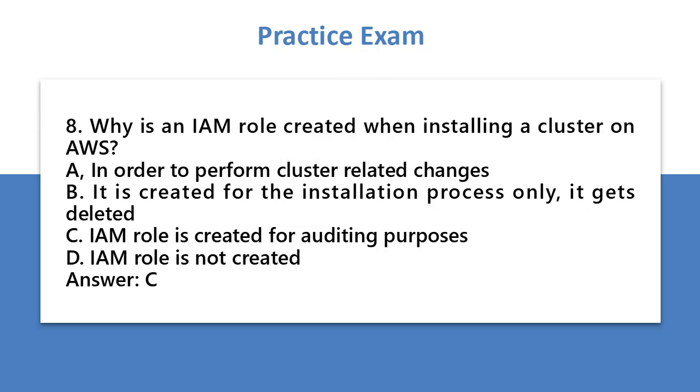8. Why is an IAM role created when installing a cluster on AWS? A. In order to perform cluster-related changes. B. It is created for the installation process only, it gets deleted. C. IAM role is created for auditing purposes. D. IAM role is not created. Answer: C.